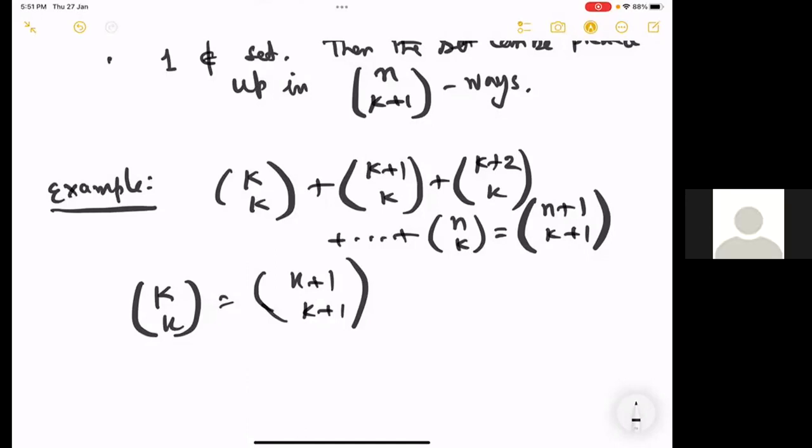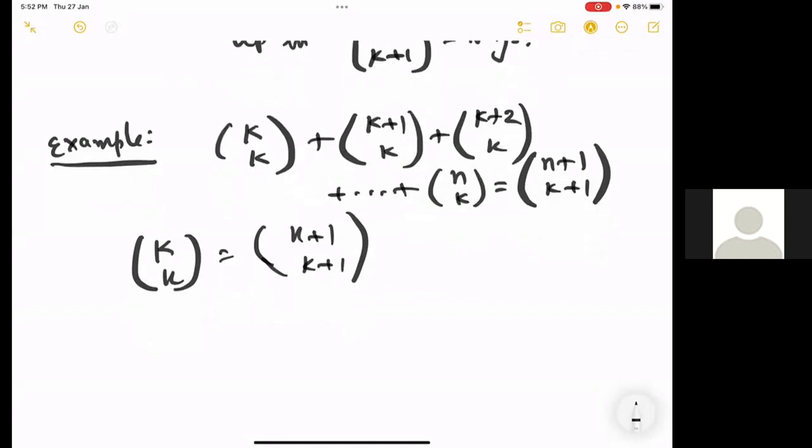So for k choose k, let's say the maximum element is k plus 1. Then you don't have any other choice. And for k plus 1 choose k, the maximum element is k plus 2. That's how you are saying, right? Yeah. So let me just write. Who said it? Ritabrata, right?